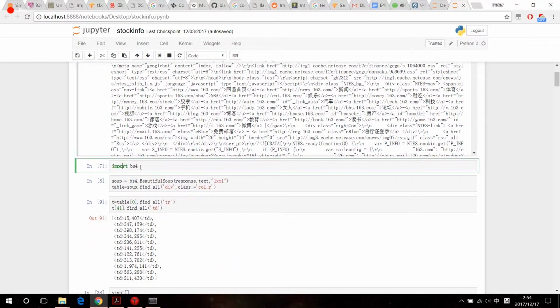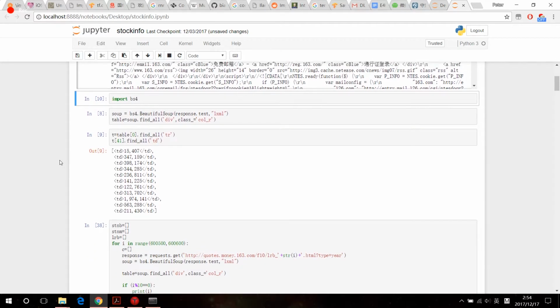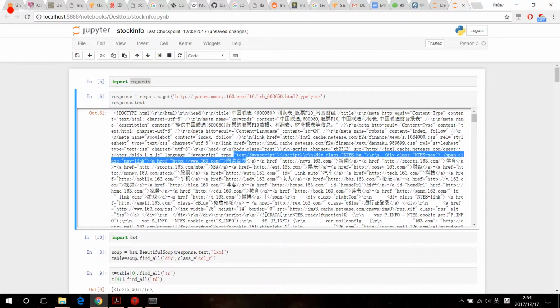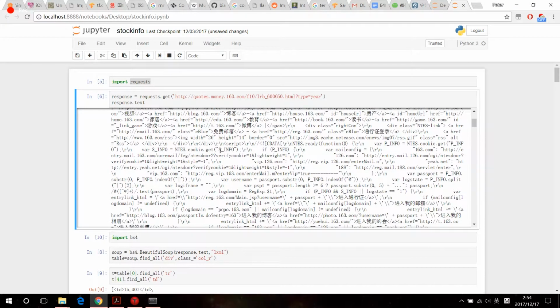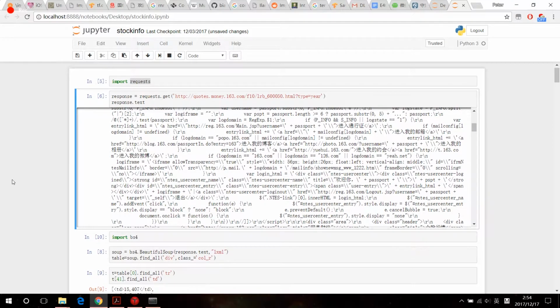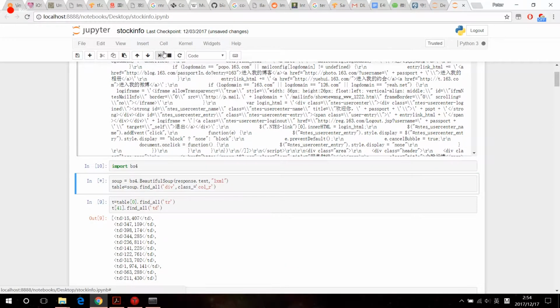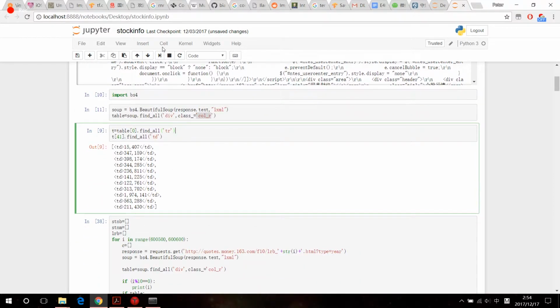Then we use BS4, this package, to parse this HTML file to extract the information we need. You can see we use this package to get information with a class called COLR, and we can actually get the information like this. This could be the number we need.